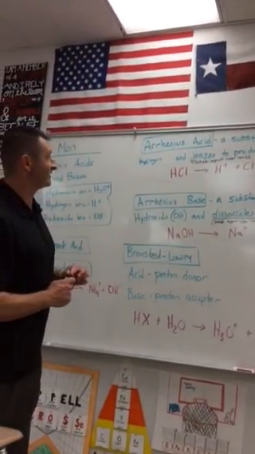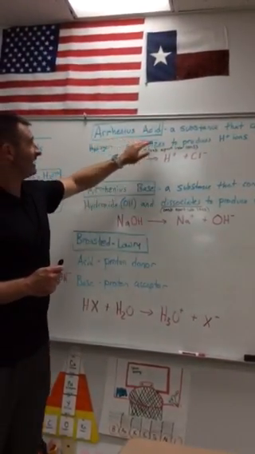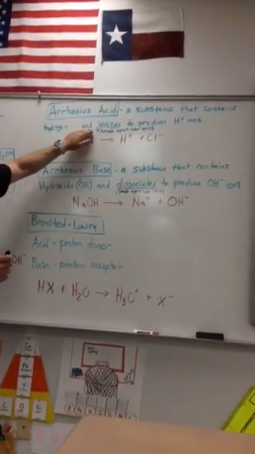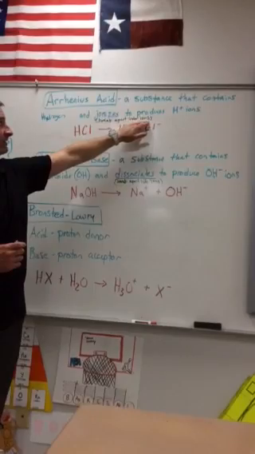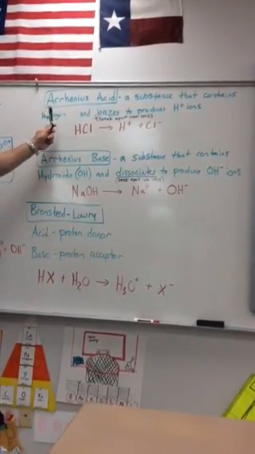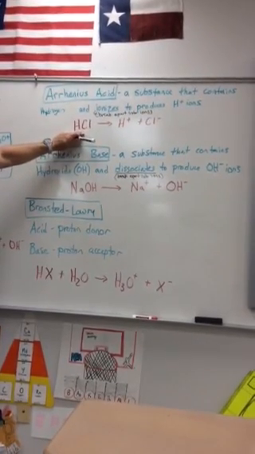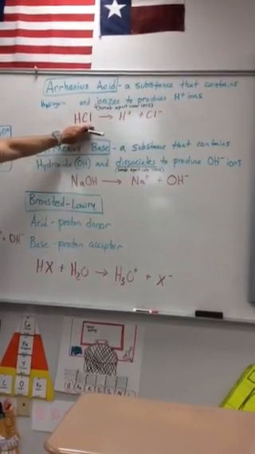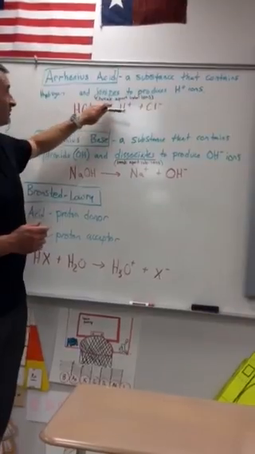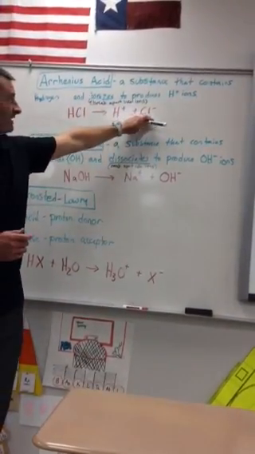We're going to start off with the simple definition. The simple definition of an Arrhenius acid is a substance that contains hydrogen, and that substance will ionize, which means break apart into ions, to produce hydrogen ions. Okay, and so that is what an acid is. So an Arrhenius acid must contain hydrogen, like HCl, hydrochloric acid, and that is an Arrhenius acid. And when it ionizes, which means breaks apart into ions, it's going to produce H+ ions and Cl- ions.